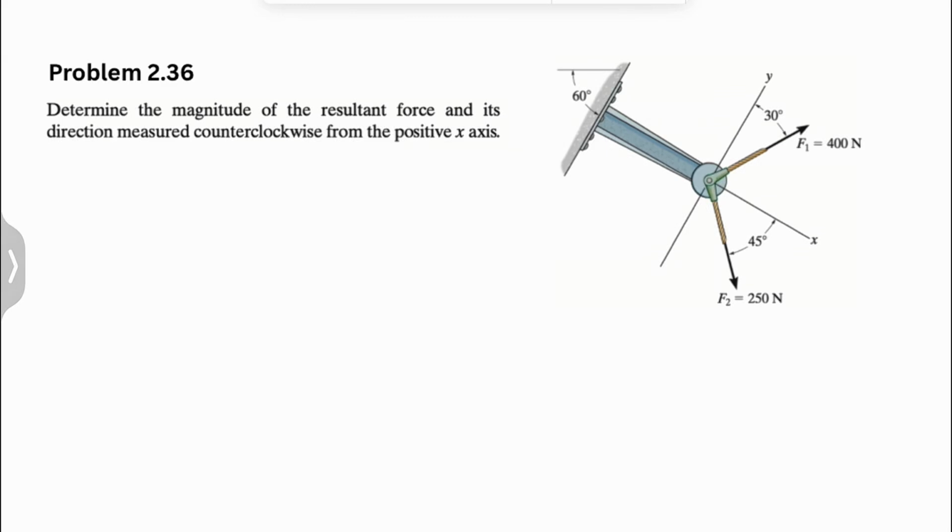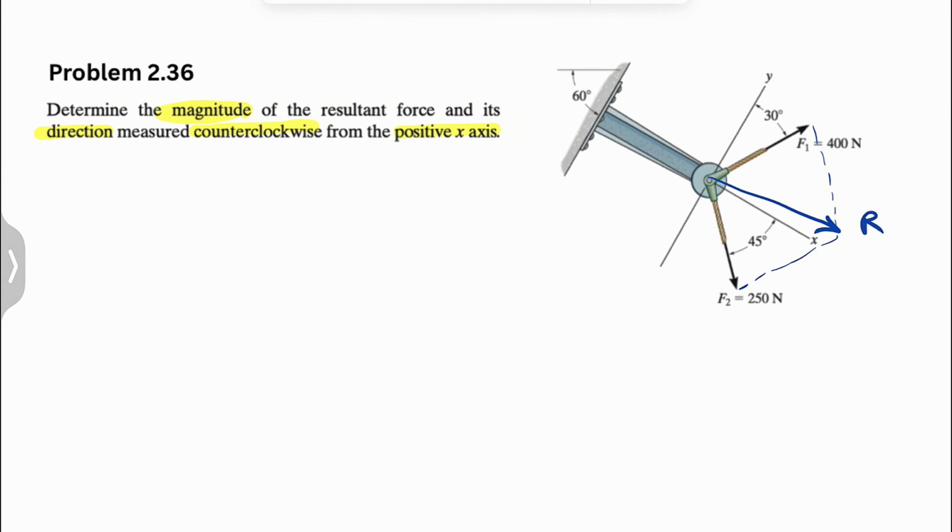Alright guys, welcome back. We have another question from the second chapter of Engineering Mechanics Statics by Hibbeler. We need to determine the magnitude of the resultant force and its direction measured counterclockwise from positive x-axis. So basically we have these two forces of F1 and F2 where we need to find the resultant, and as always we're going to make that parallelogram here, and this is going to be our resultant.